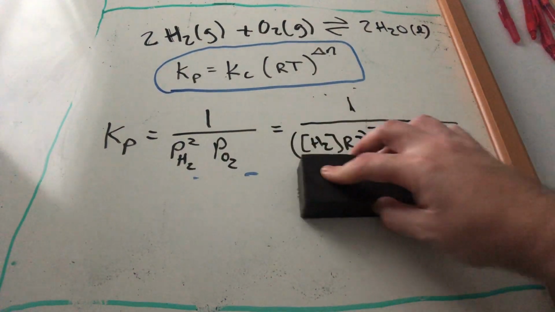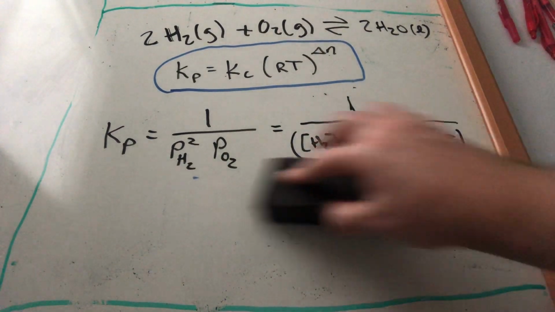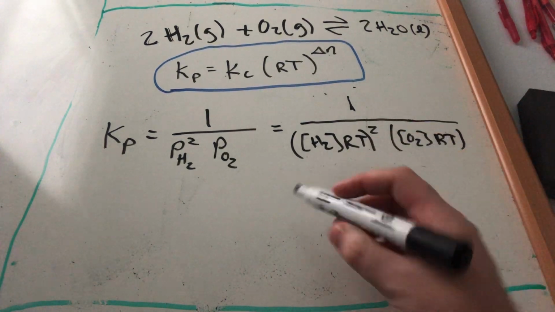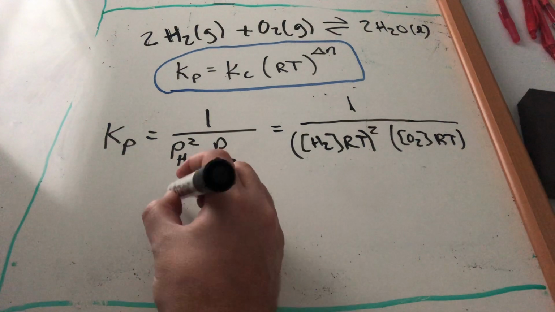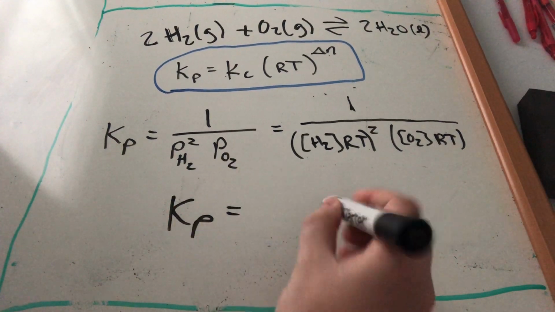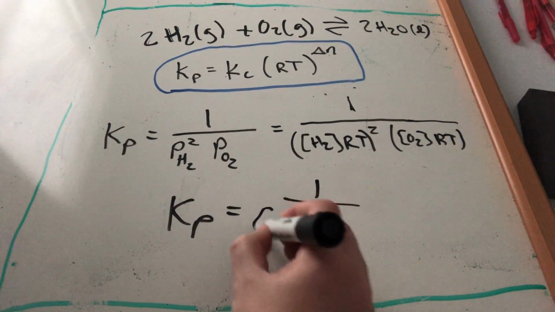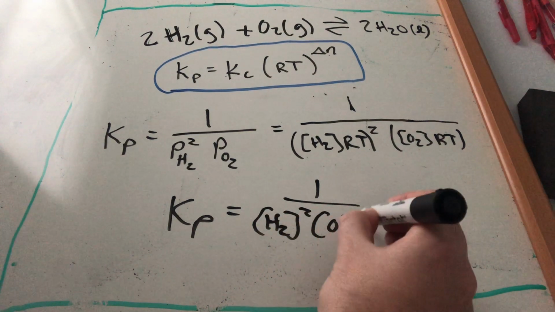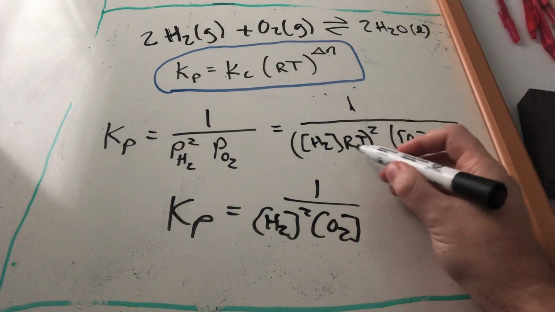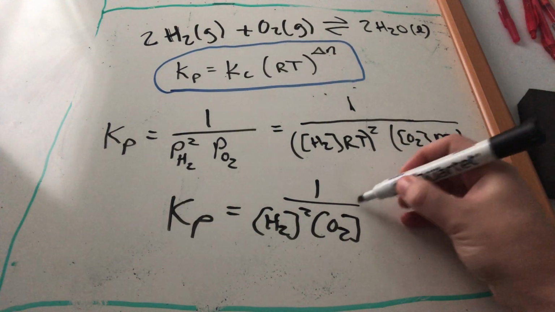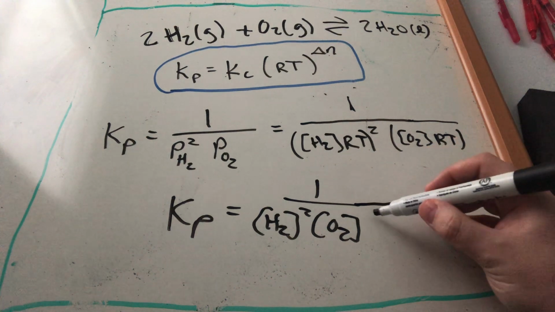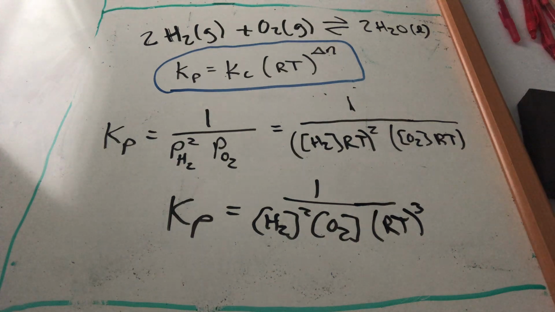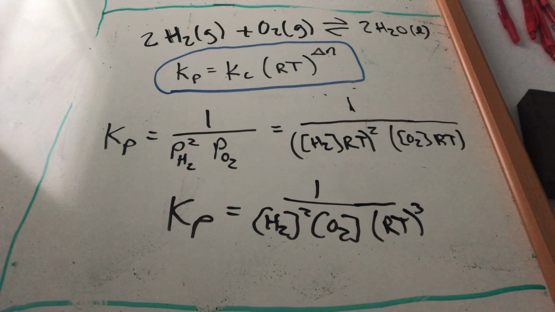So if you look at this, let's just gather up our concentrations and gather up our RTs. What we have here is Kp equals 1 over concentration of H2 squared, concentration of O2 raised to the first power. There's 1, 2, 3 RTs in the denominator. So it looks like there's an RT cubed down here once we combine up the RTs.